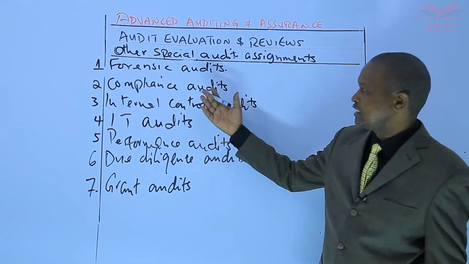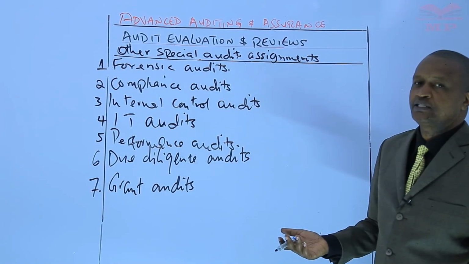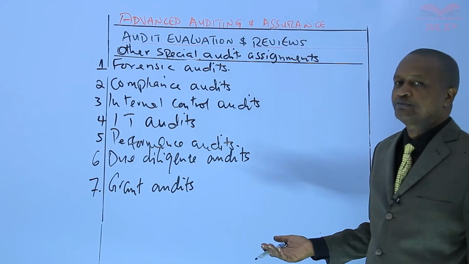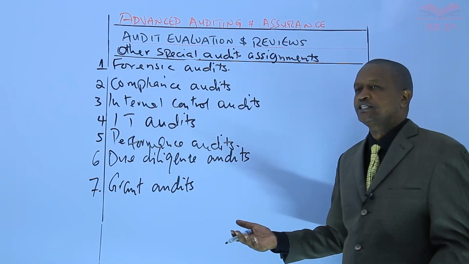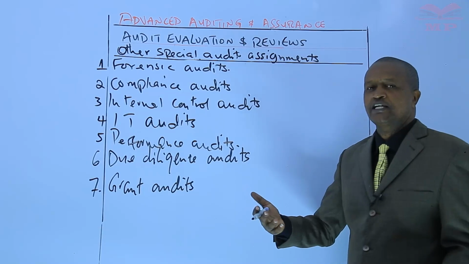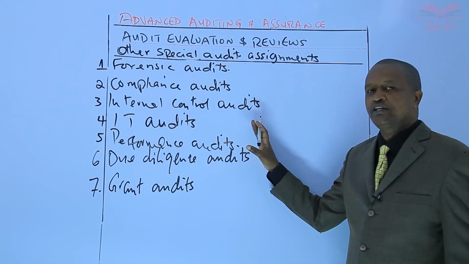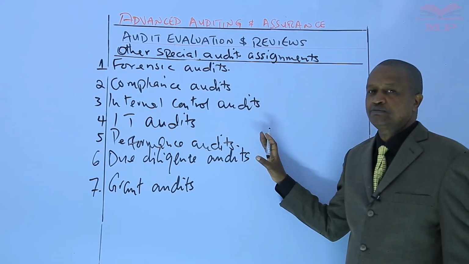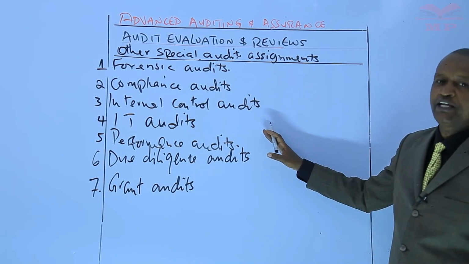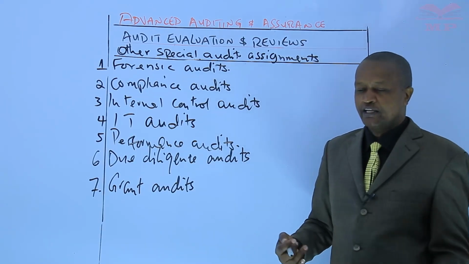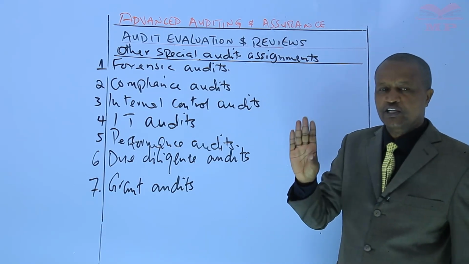So candidates, these are examples of special audit assignments. They are just a few of many other special audit assignments. And candidates, the specific nature and scope of these assignments will vary based on the client's needs and the objectives of the engagement. And auditors who perform or conduct these special assignments may require additional expertise, may require specialized methodologies and knowledge of specific regulations or industry practices.